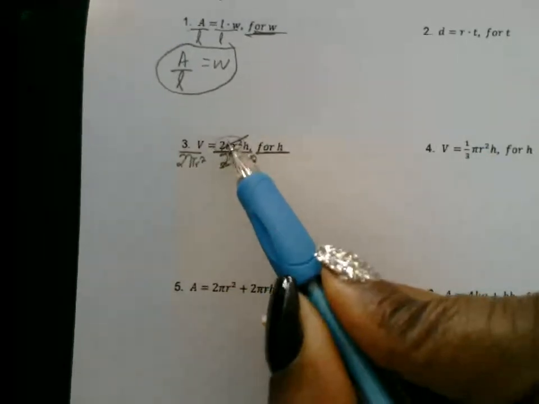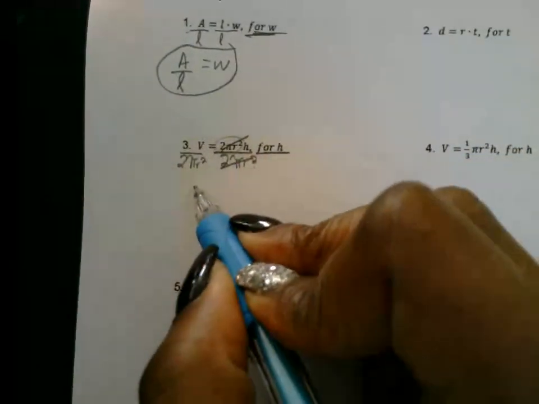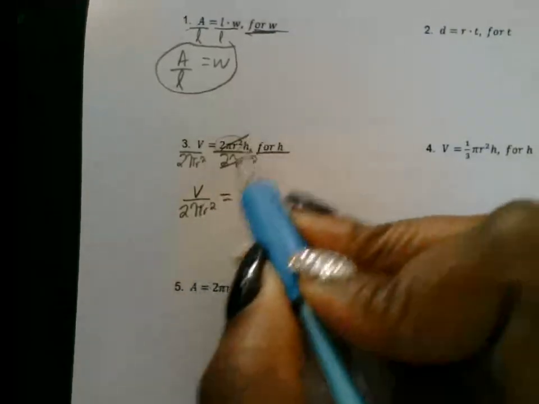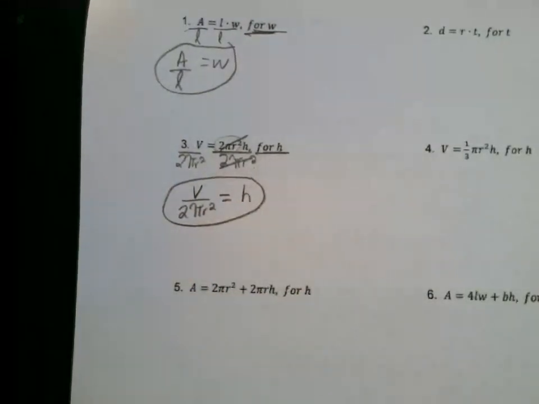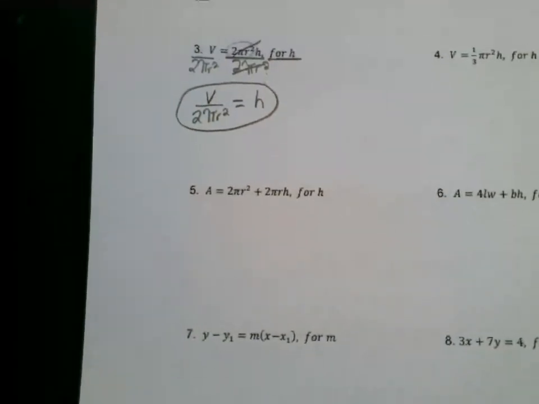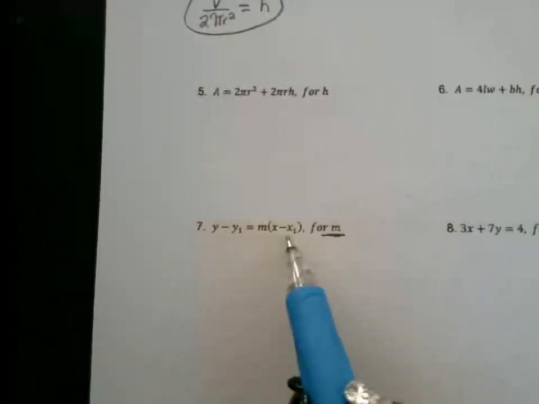When you divide both sides by 2 pi r squared, that gives you 1. 2 goes into 2 one time, pi goes into pi one time, and r squared divided by r squared goes in one time. So on this side, you got V divided by 2 pi r squared is equal to, this is gone, and you're left with H. That is what H is equal to. Very similar to what's on this side here as well. Let's look at another one, number 7. We want to get M by itself. That one's easy too. In order to get M by itself, this is multiplication, so you're going to divide to get rid of that.